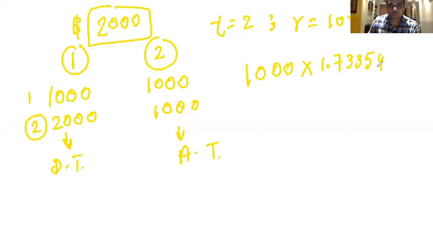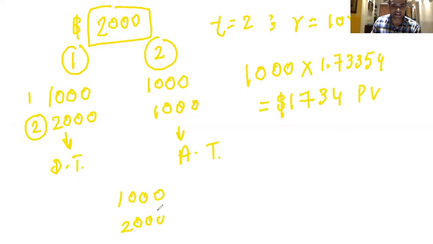1.73354. So if you multiply by this, you will get 1734. This is your PV, right? Now we calculate PV using a discount table. So which means 1,000 and 2,000. These are the cash flows, so we have to calculate separately.